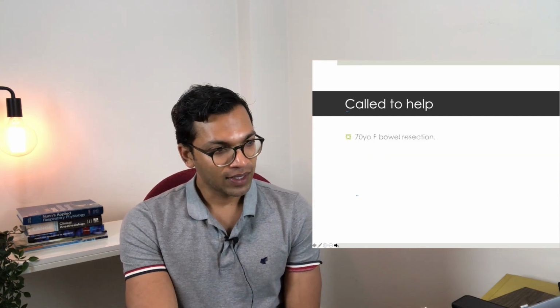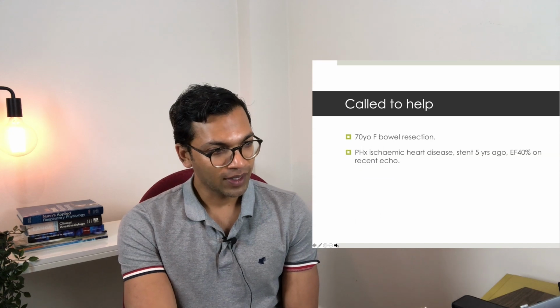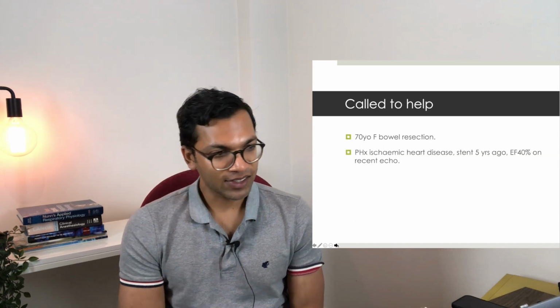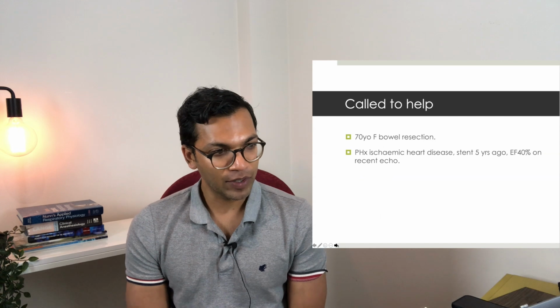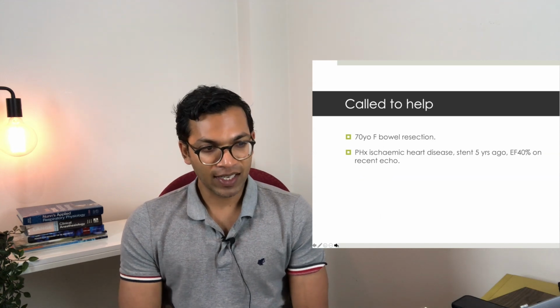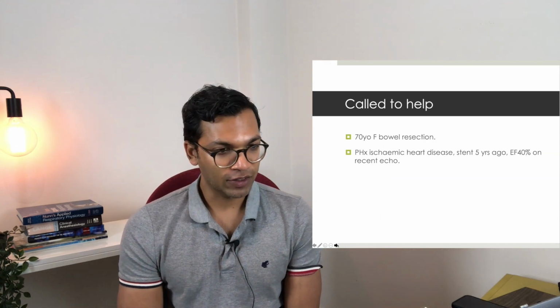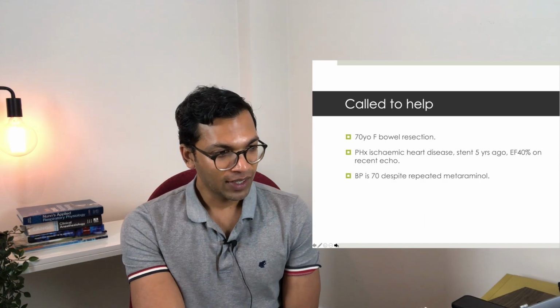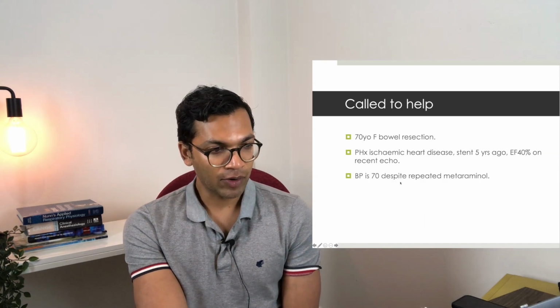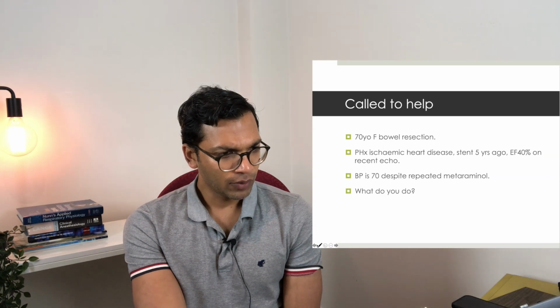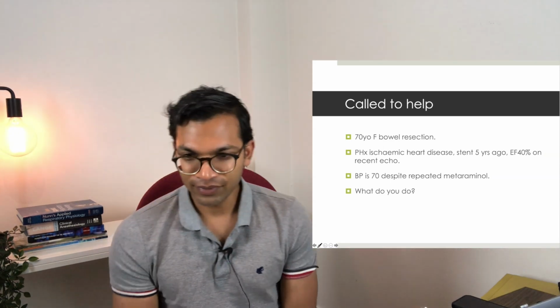Okay, let's say you're called to help. Only a couple more cases, guys, so thanks for sticking with us. A 70-year-old female, bowel resection, past history of ischemic heart disease, stent 5 years ago, ejection fraction 40% on a recent echo, and the blood pressure is 70 despite repeated metaraminol. What do you do? Vivian, now. Go for it.